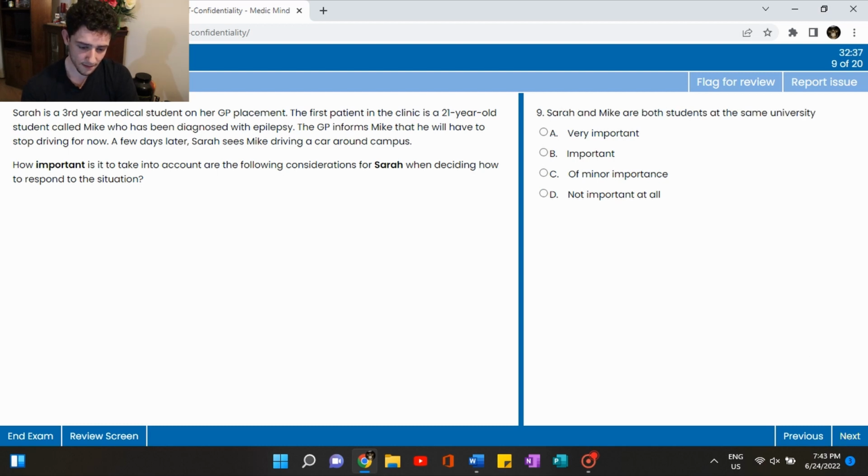So, number 9. Sarah and Mike are both students at the same university. I think that's a little bit important because they may bump into each other. So if there's an issue, they could see each other outside of the doctor's office, and as a result, there could be some sort of doctor-patient relationship issue or loss in trust with healthcare. But at the same time, it doesn't really matter where you are, you still have to follow the guidelines that have been given. So I'm going to go with minor importance in this case.